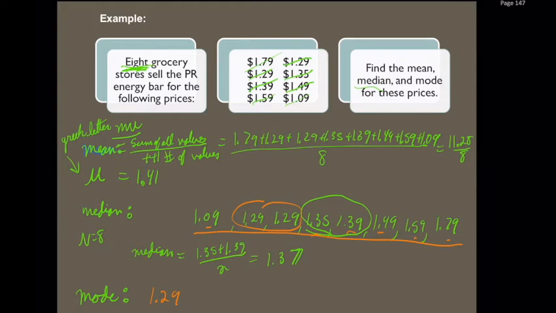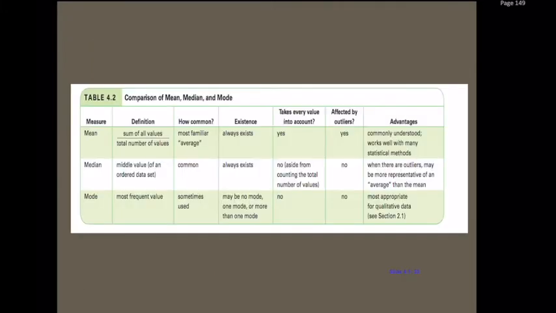Now these are all measures of center, but as you can see, they're very different. Typically the best one for representing a measure of center is going to be the mean. That's the most common. Let's take a look at this table where I compare all of them real quick. The mean is definitely the most familiar. It's always there, and it takes every single value into account, but it could be affected by outliers.